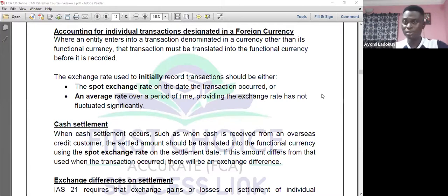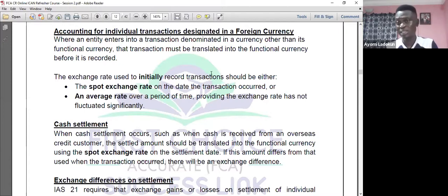So if I buy goods on November 17, 2020, at the date of the transaction in a currency other than my functional currency, or I sell goods in a currency other than my functional currency, I must translate into my functional currency using the spot exchange rate at the date of the transaction. IAS 21 also says you can use an average rate over a period of time, provided the exchange rate has not fluctuated significantly.